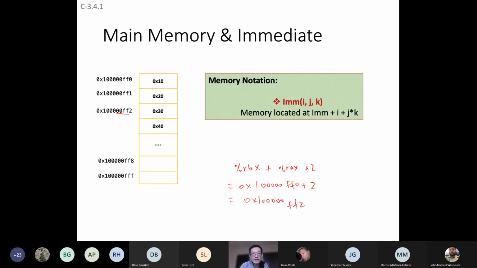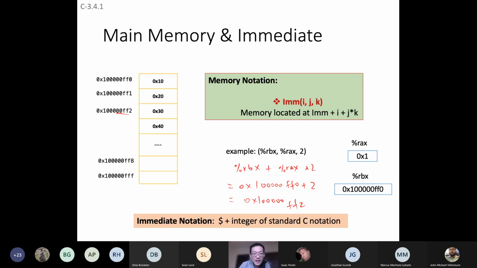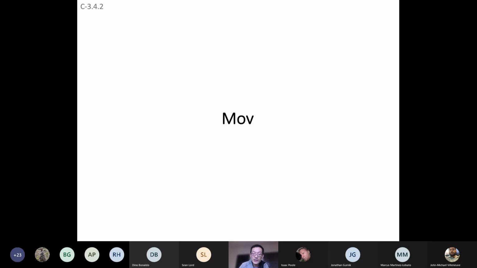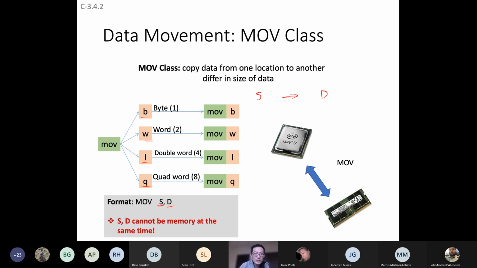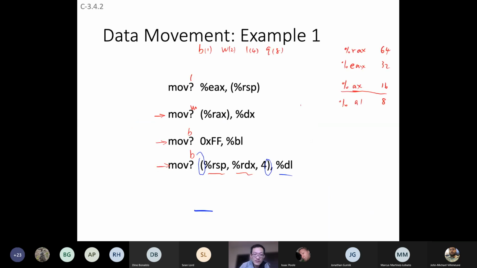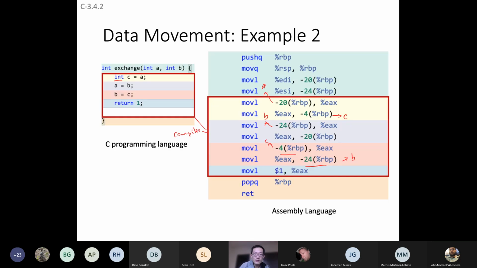And also we can access the memory. For memory, we use parentheses to denote it, and the equation to figure out the address of the memory is immediate plus i plus j times k. K is a scalar. Also we put a dollar sign in front of the number to denote an immediate value. The very first instruction we used is move. For move, we need to specify the size of the move. By looking at the register, we can figure out the size of the move.